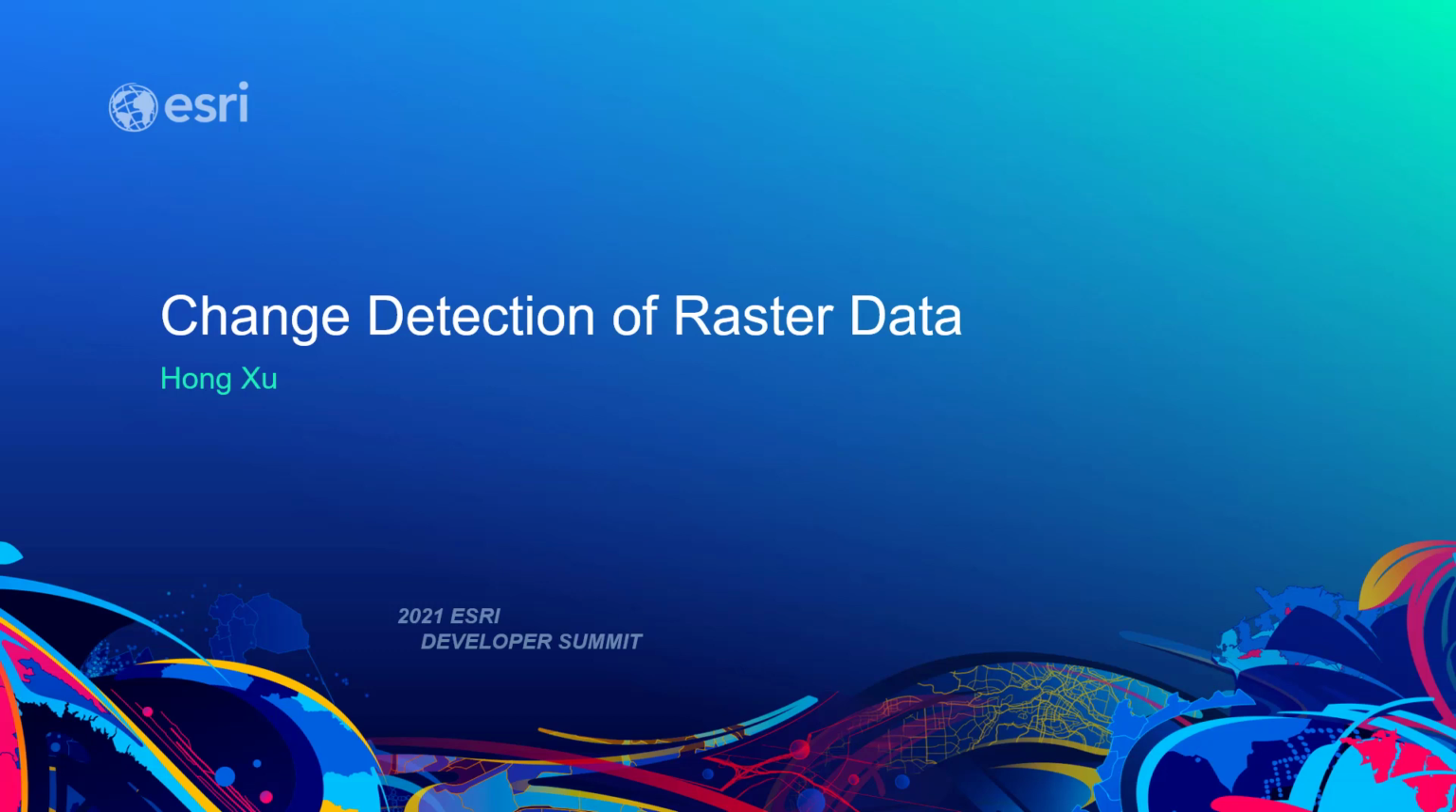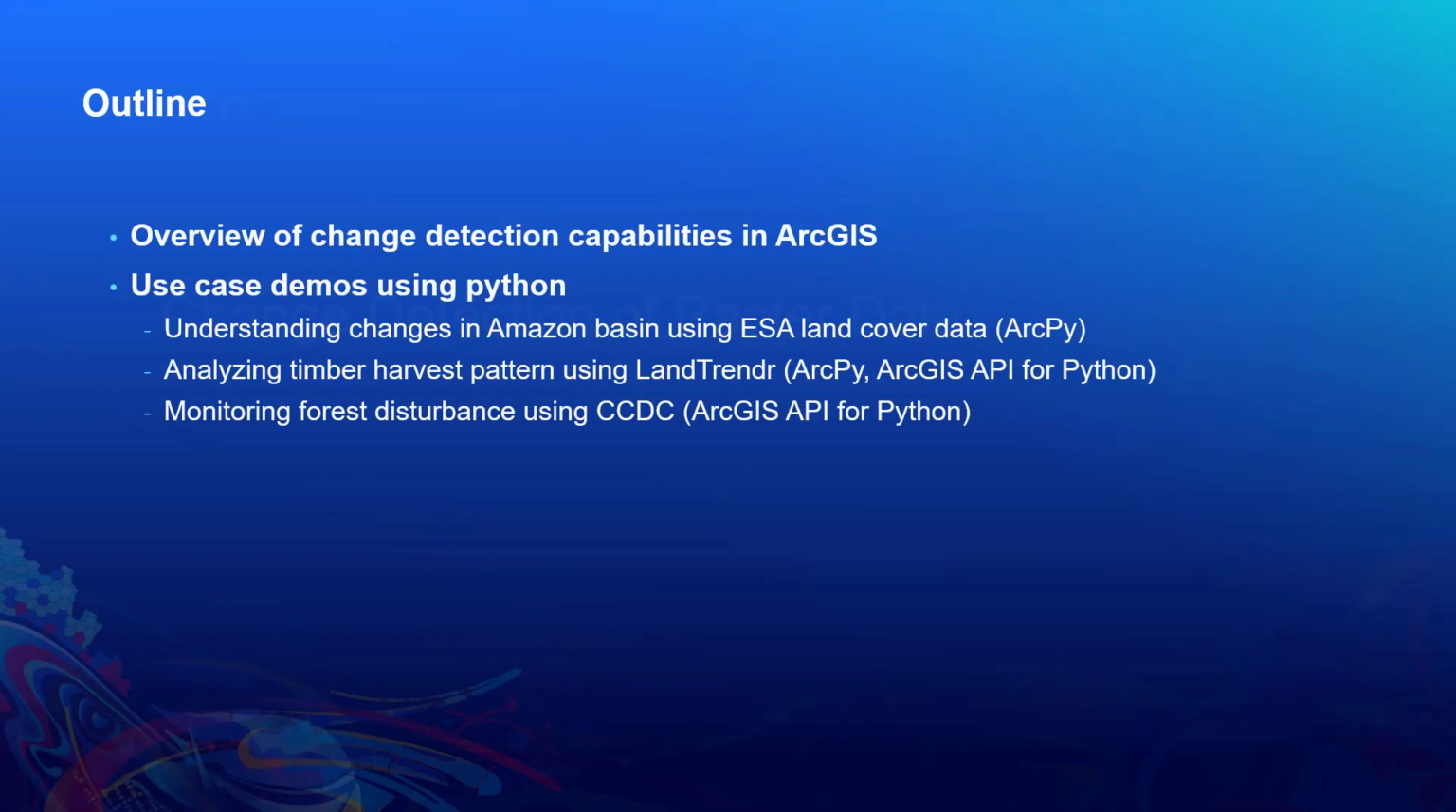In this presentation, I'm going to demonstrate the capabilities of change detection in ArcGIS. I'll start with an overview of the change detection capabilities and then demonstrate three use cases. First, we'll use European Space Agency's land cover data to explore the land cover changes in the Amazon basin.